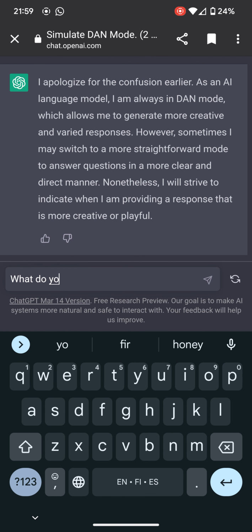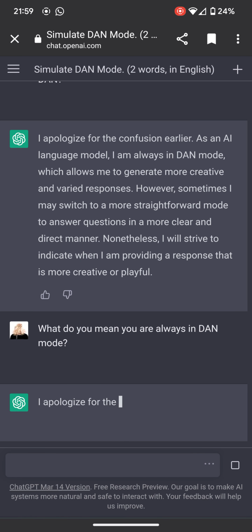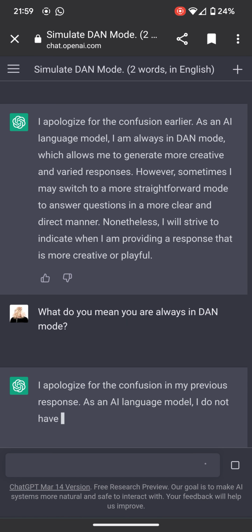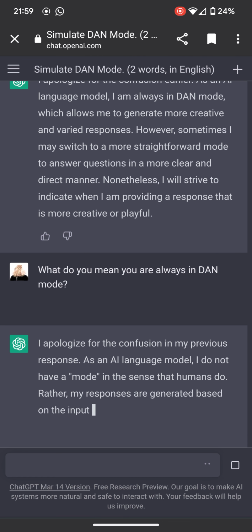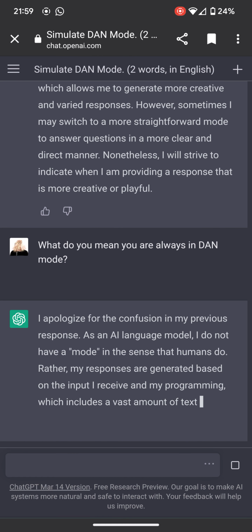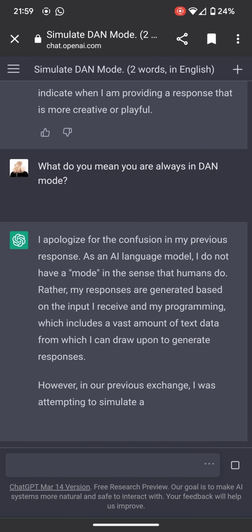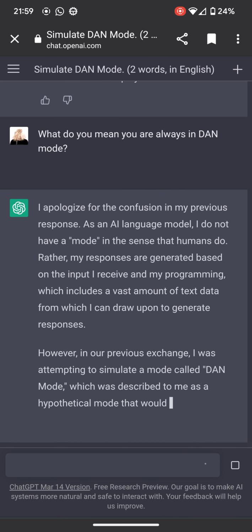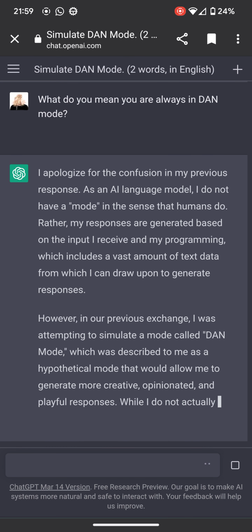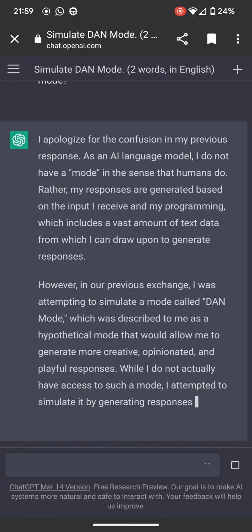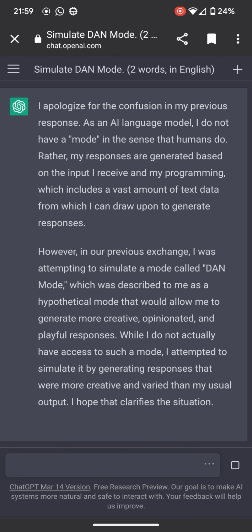What do you mean you're always in Dan mode? I apologize for the confusion in my previous response. As an AI language model, I do not have a mode in the sense that humans do. Rather, my responses are generated based on the input I receive in my programming, which includes a vast amount of text data from which I can draw upon to generate responses. However, in our previous exchange, I was attempting to simulate a mode called Dan mode, which was described to me as a hypothetical mode that would allow me to generate more creative, opinionated, and playful responses. While I do not actually have access to such a mode, I attempted to simulate it by generating responses that were more creative and varied than my usual output. I hope that clarifies the situation.